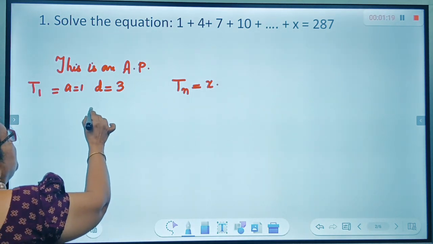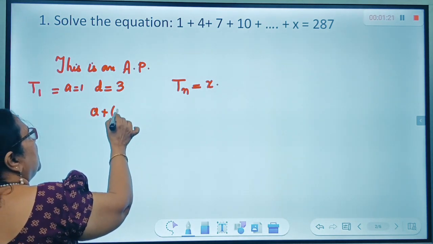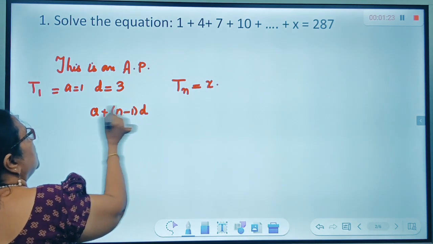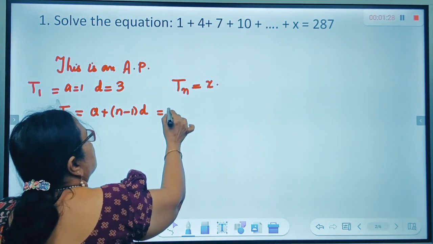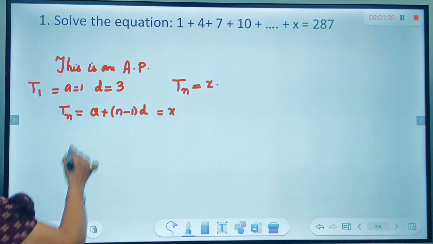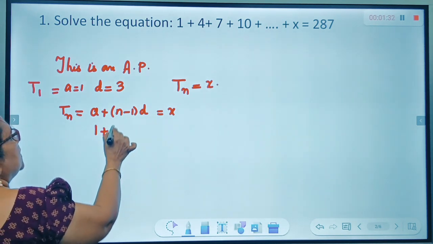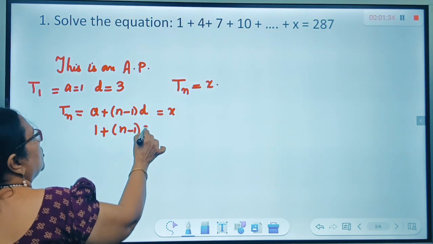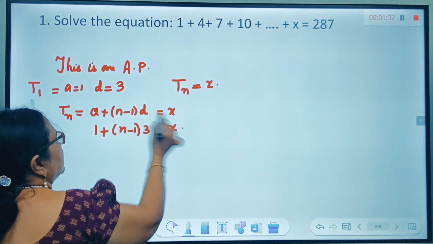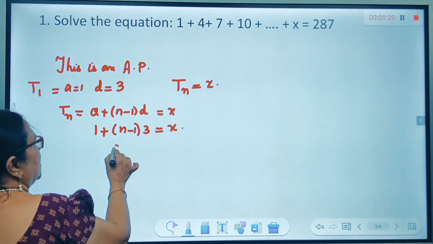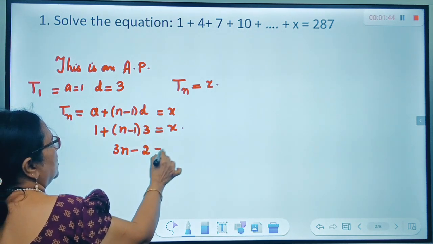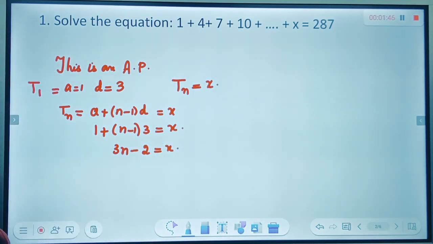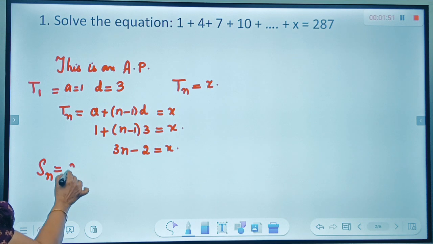So a plus n minus 1 into d, as you know, is the formula for nth term, which is x. A is 1, so 1 plus n minus 1 into 3 equal to x. So 3n minus 3 plus 1, so 3n minus 2 equal to x. But what else is given here? The sum Sn is 287.